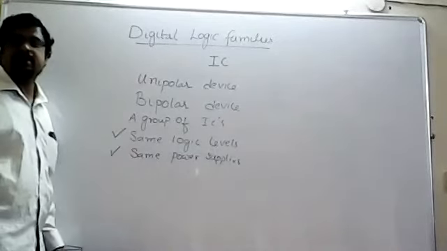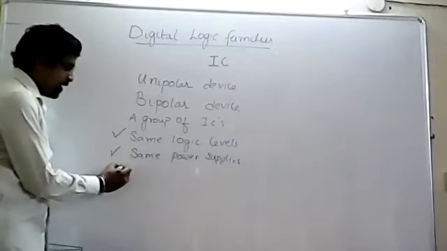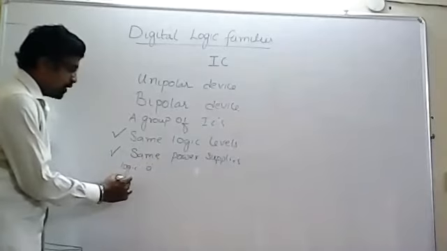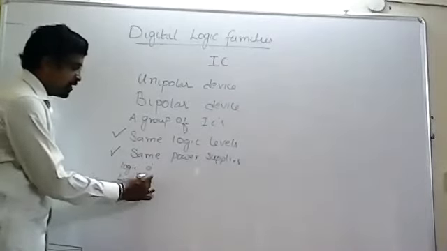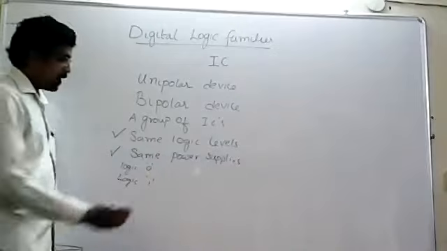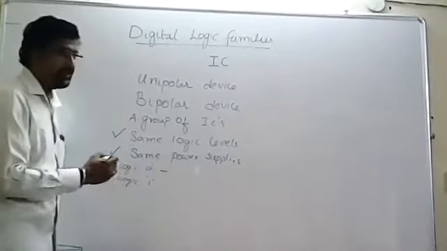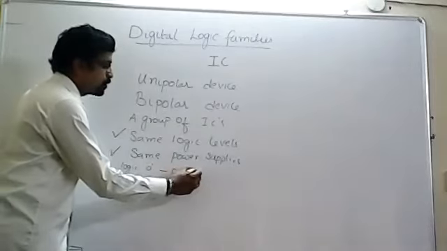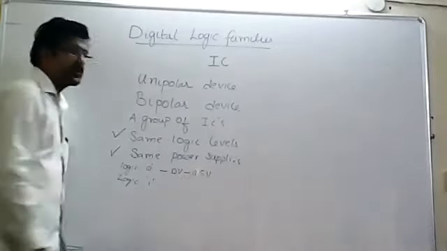Same logic level in the sense what? For example, if I take logic 0, there are two logics, right? We are applying either logic 0 or logic 1. So generally logic 0 in analog voltage will be around 0.0 volts to 2.5 volts.